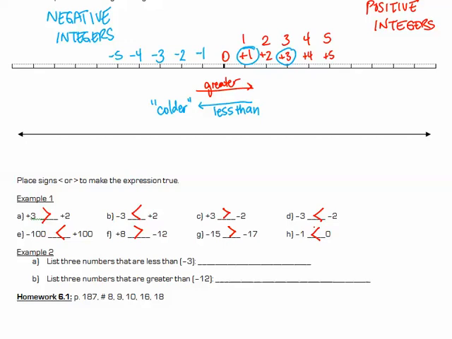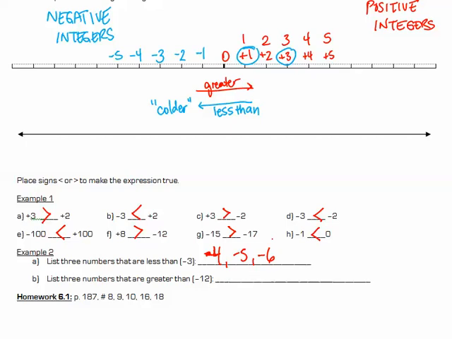So now let's take a look at some examples below. Example 2: list 3 numbers that are less than negative 3. There's a lot of different ones. We can pick this up in class, but the pretty simple ones are anything that's to the left of it, and negative 4, negative 5, and negative 6 are less than negative 3 because they're to the left of it. Also negative 100, negative 200, negative 1,000. Those are all less than negative 3.